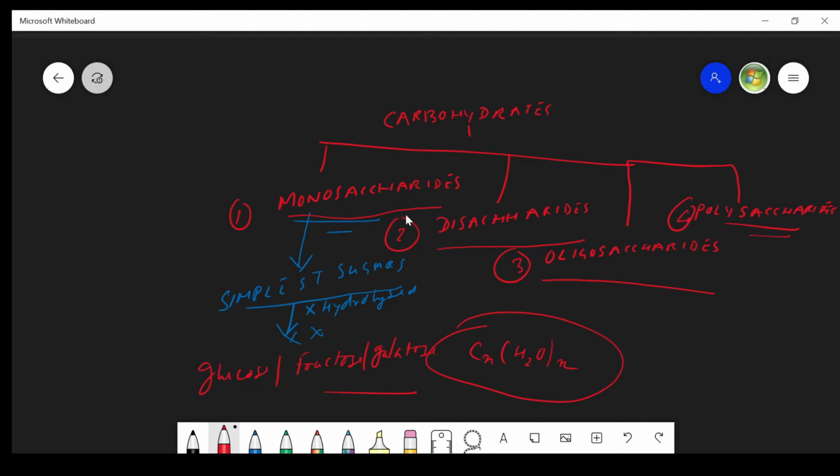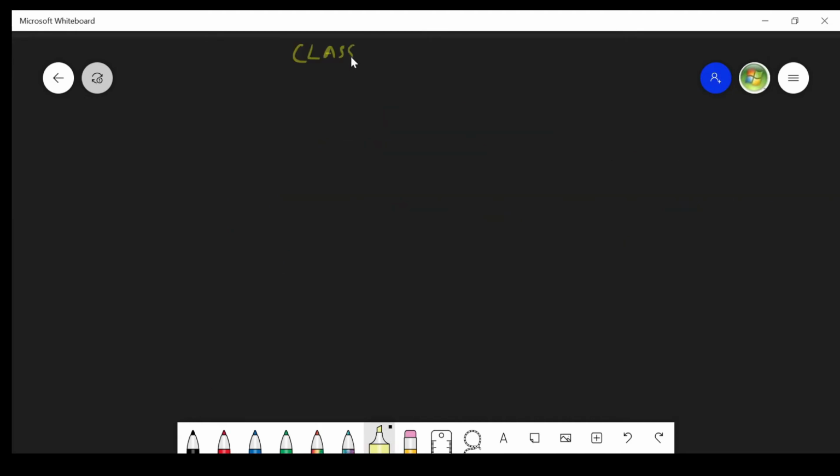Now what are monosaccharides? Monosaccharides are the simplest sugars which cannot be hydrolyzed further. The examples are glucose, fructose, galactose, and the general formula of it is CnH2O whole N.